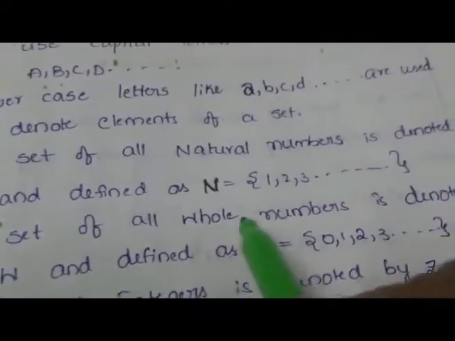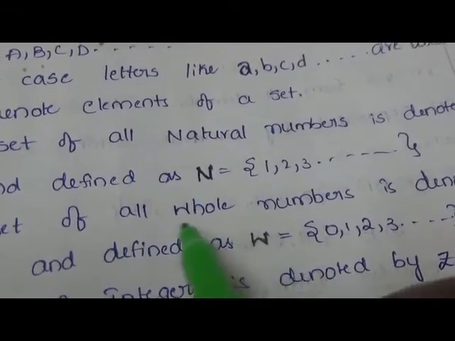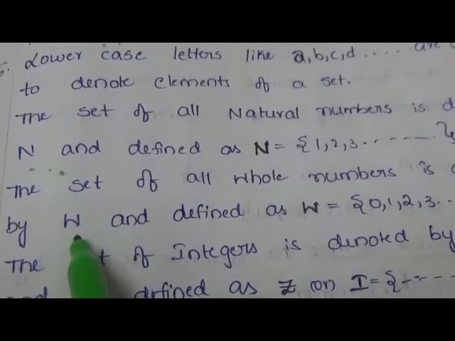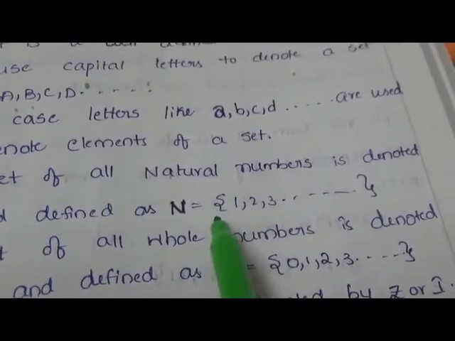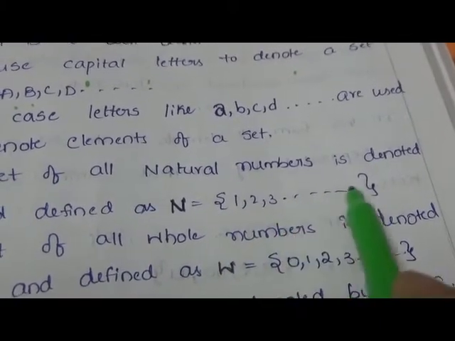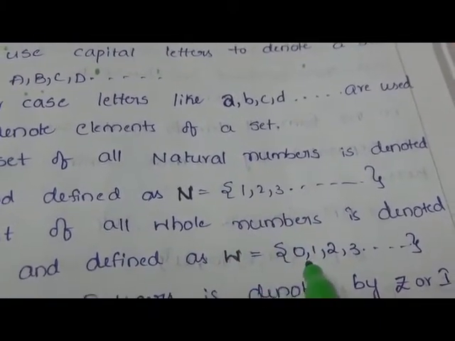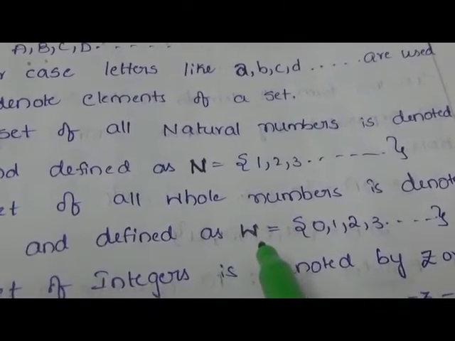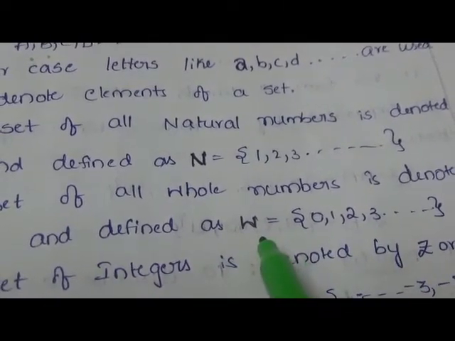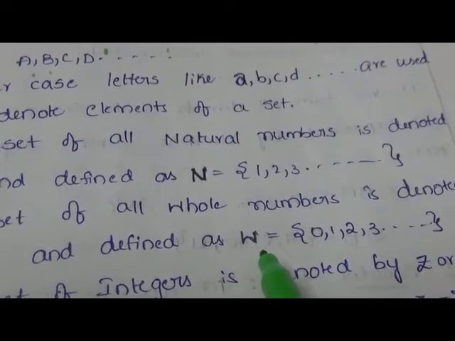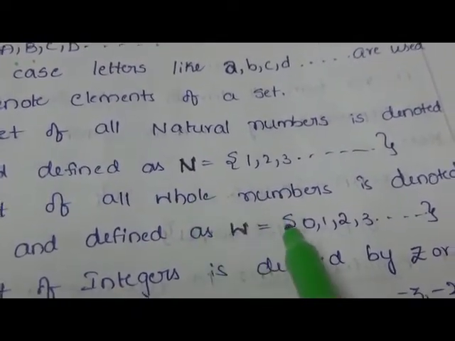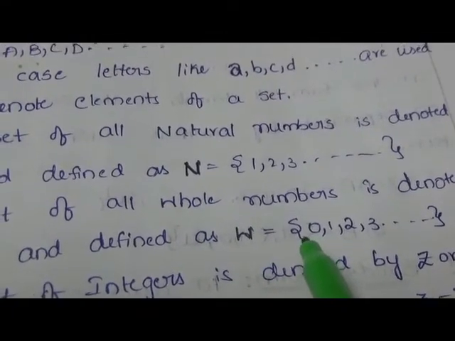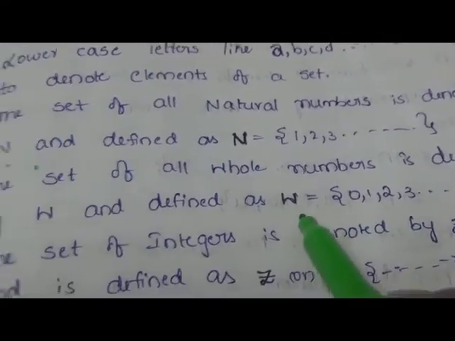The set of all whole numbers is denoted with capital W and defined as W = {0, 1, 2, 3, and so on}, including 0. That is the set of whole numbers: natural numbers and 0. Natural numbers union 0, both we call whole numbers.